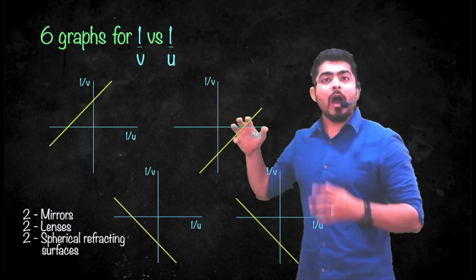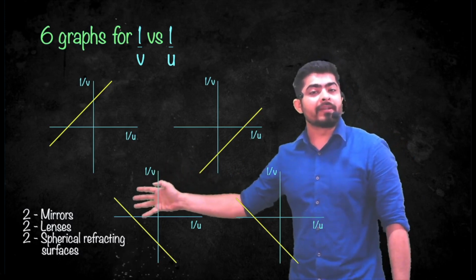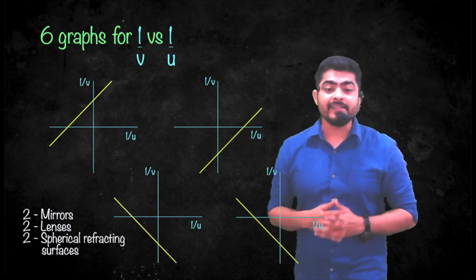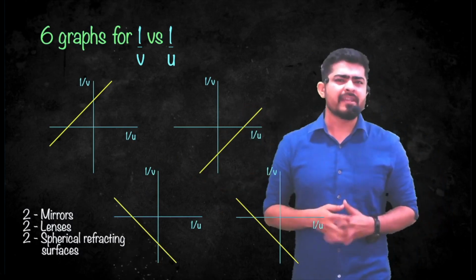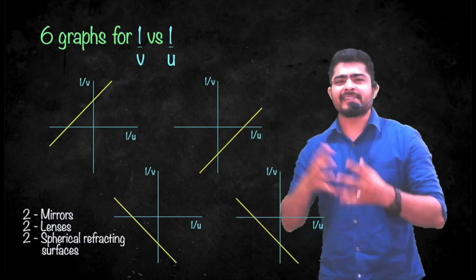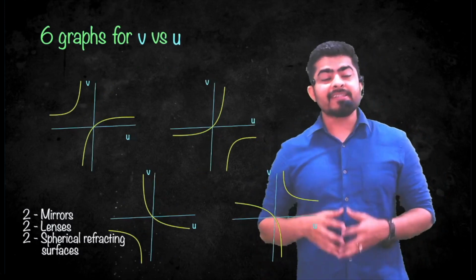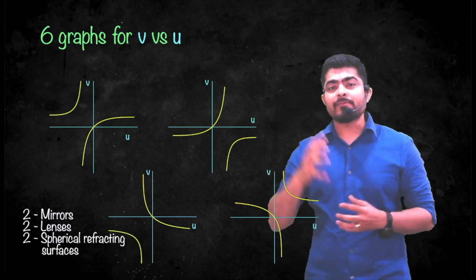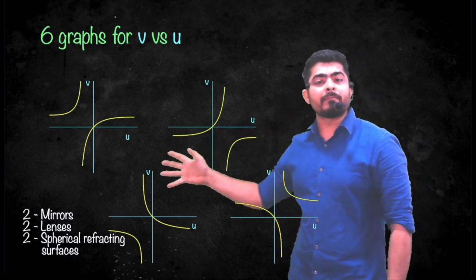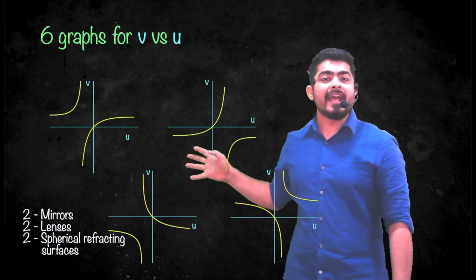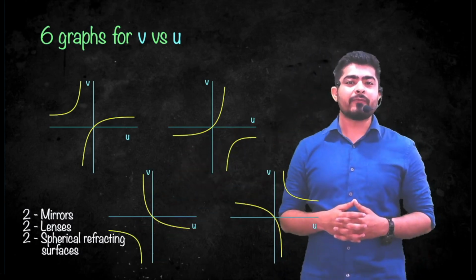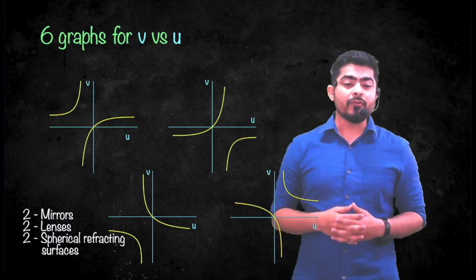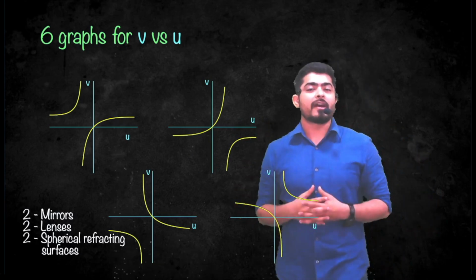Out of these 6 graphs, 2 belong to the mirrors, 2 belong to the lenses and 2 belong to spherical refracting surfaces, and all of them are straight line graphs and they are easy to understand, so I'm not discussing them. What I'll be discussing is the graphs between V and U. Again there are 6 types of graphs between V and U. Again 2 of them belong to mirrors, 2 of them belong to lenses and 2 of them belong to spherical refracting surfaces, and they are all curved like this. So this is what creates confusion, like in which case what type of graph to draw.